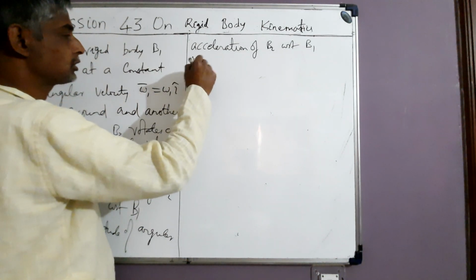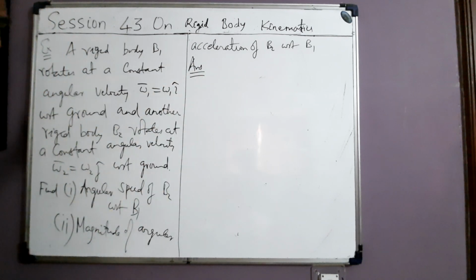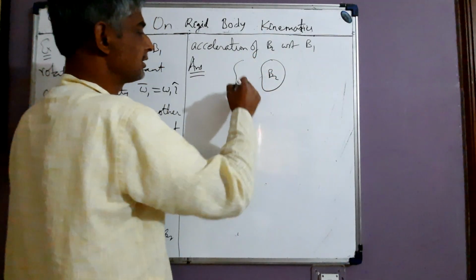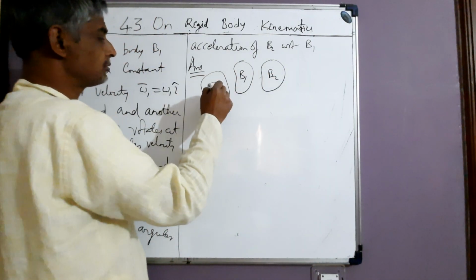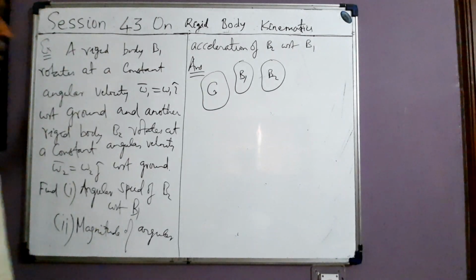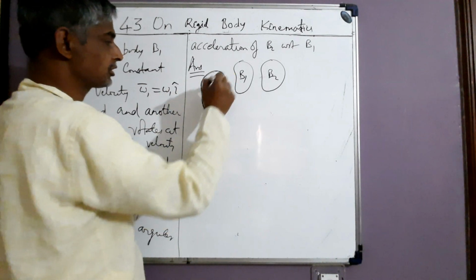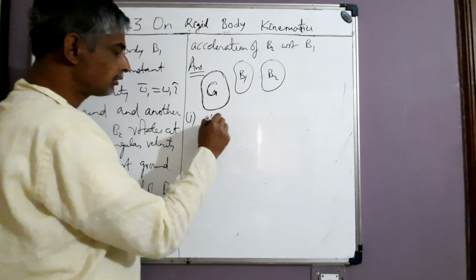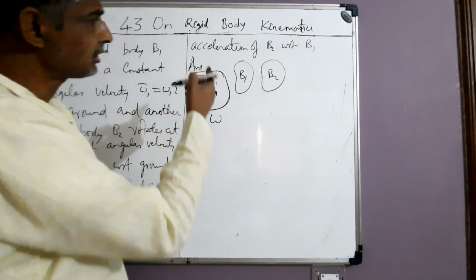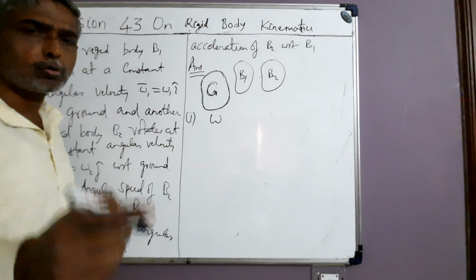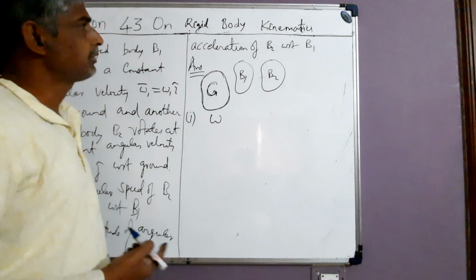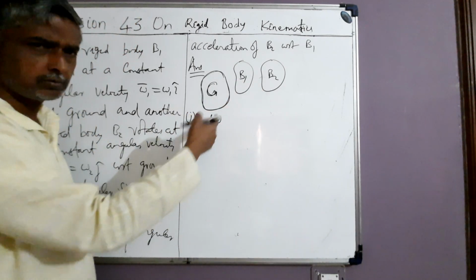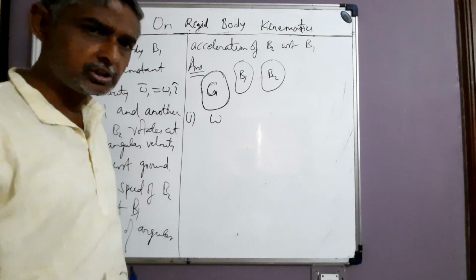So the solution to this problem is in this way. We apply the general formula. See here, three rigid bodies are under consideration. First is body B2, then the body B1, and then finally G, the ground frame. Now, first part of the question I solve now. You'll get this theory in the beginning videos of the rigid body kinematics playlist. You just refer to that video, that will be sufficient.